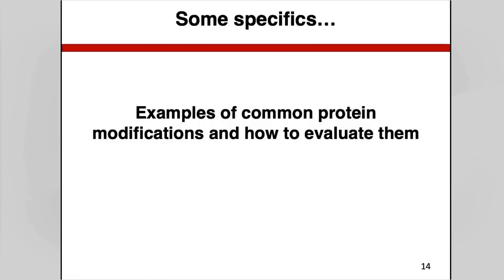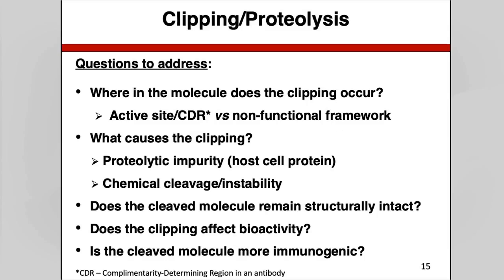So now I want to go into some specifics of various different kinds of protein modifications and talk about how we need to evaluate them, starting with clipping or proteolysis of a protein. And there's many questions that we need to answer about this very interesting and very complex topic. First and foremost, where in the molecule does the clipping occur? If you see clipping occurring, for example, in a capillary electrophoresis system, does the clipping occur in an active site of the molecule, or is it in a non-functional framework portion of the molecule?